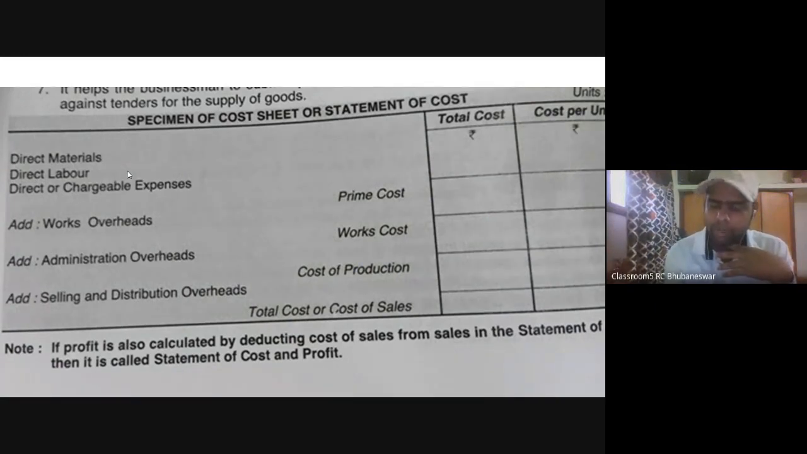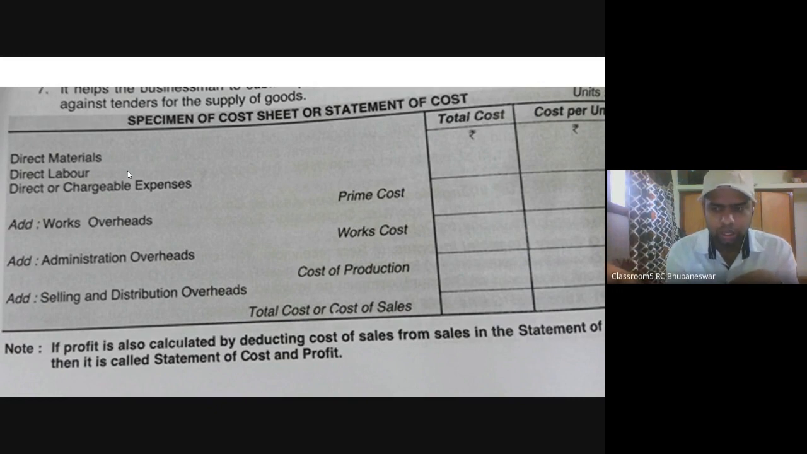Then what will we add? Next comes the manufacturing overhead or the production overhead or the works overhead. These are alternate names. So production overhead, works overhead, manufacturing overhead, or it can be called the factory overhead. All these have the same meaning. It will get added with the prime cost and we will get works cost.